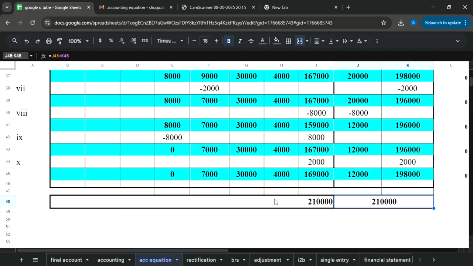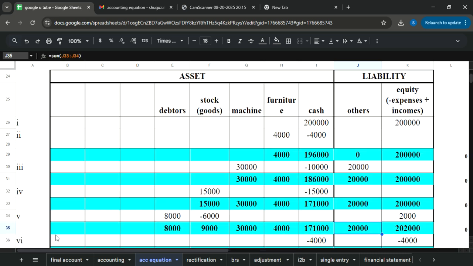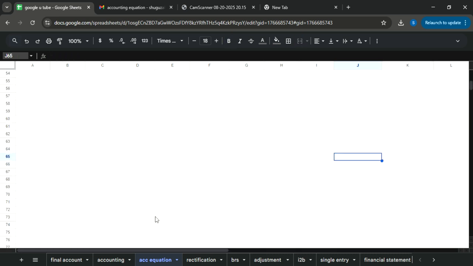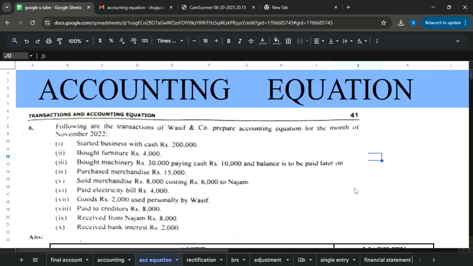So guys, this was your question. Although the answer is not mentioned, please note it down. 2,10,000 is your answer. The question has been completed. The answer is matched. Both sides are equal.